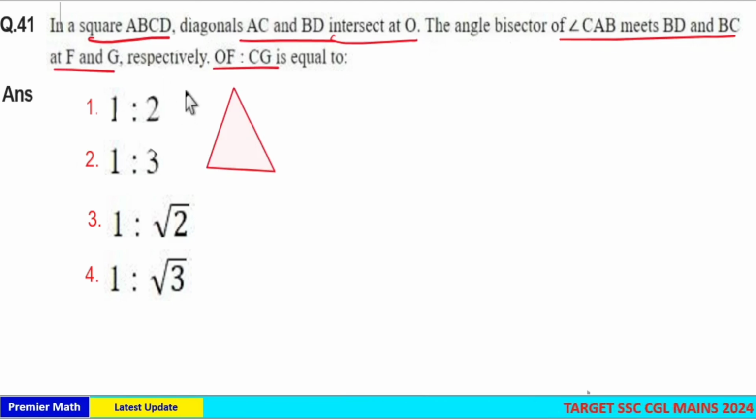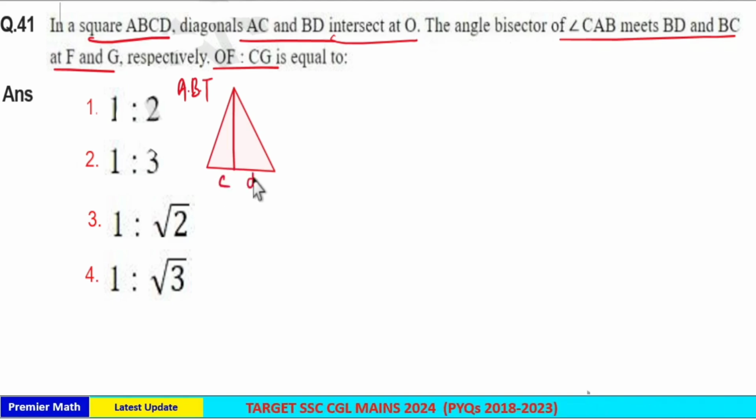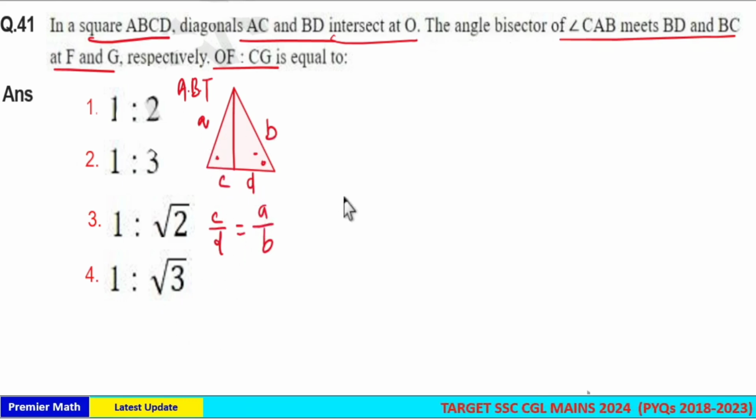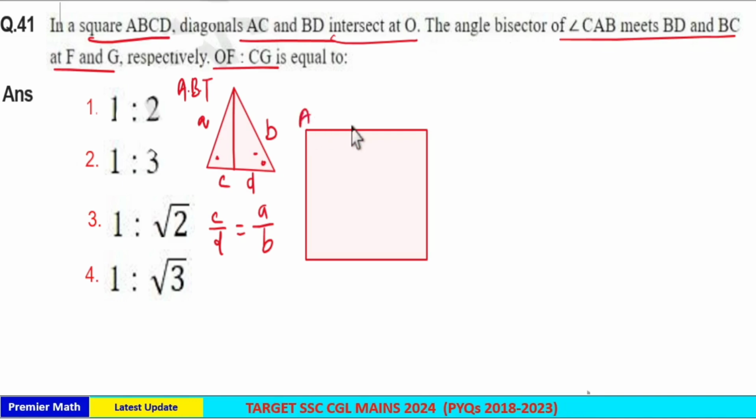Here, before solving this problem, you have to understand what the angle bisector theorem is. The angle bisector of a triangle divides the opposite side into two parts. The ratio of these two parts must be equal to the ratio of the sides next to the angles. Here A is the side next to this angle and B is the side next to this angle. So the ratio C by D must be equal to the ratio A by B. Here C is in the numerator, so A must be in the numerator. C by D must be equal to A by B. So this is the angle bisector theorem, and here we have square ABCD.